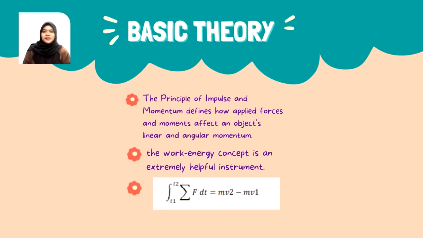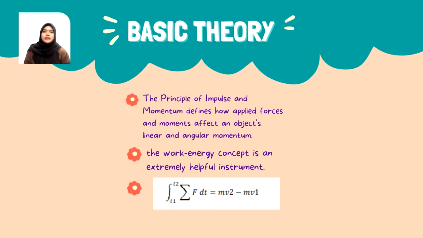Next is basic theory. The principle of impulse and momentum, which defines how applied forces and moments affect an object's linear and angular momentum, is known as the linear impulse and momentum principle. It may be used for particle motion as well as rigid body motion. In mechanics, the energy concept is an extremely helpful instrument. By integrating Newton's second law with regard to time, we may obtain another valuable tool for motion analysis.